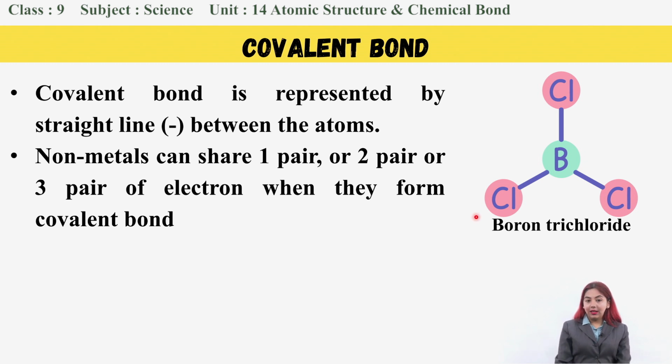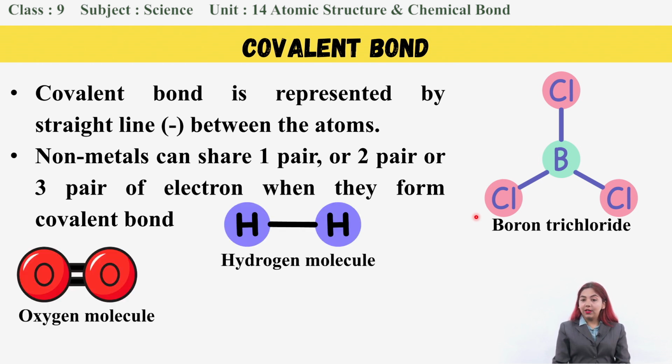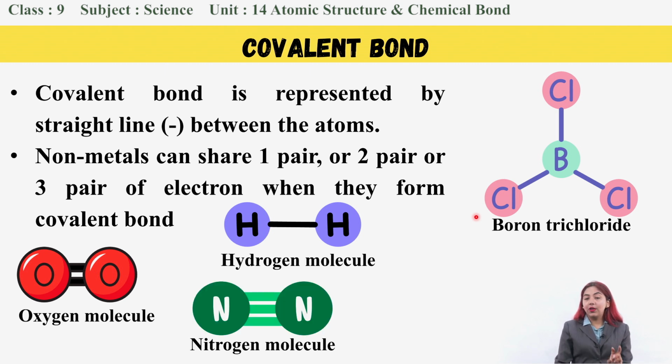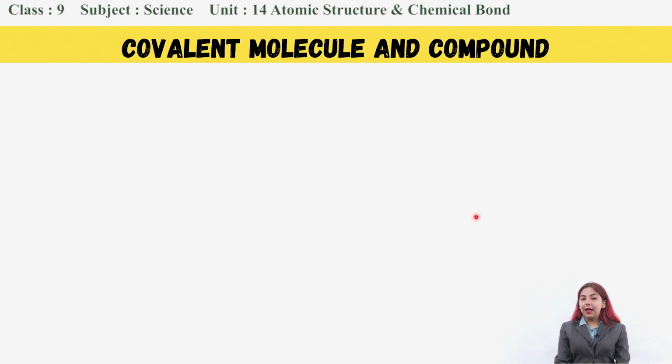And another thing is that non-metals can either share one pair of electrons, like in the hydrogen molecule, or they can share two pairs of electrons, like in the oxygen molecule, or they can also share three pairs of electrons, like in the nitrogen molecule, to form a covalent bond.